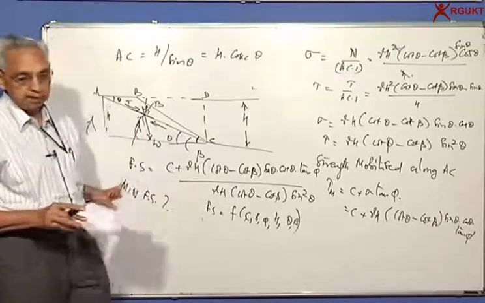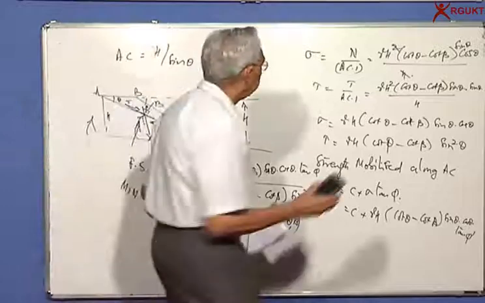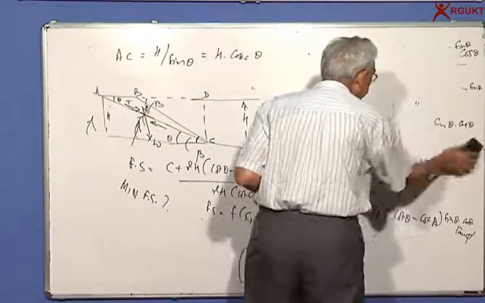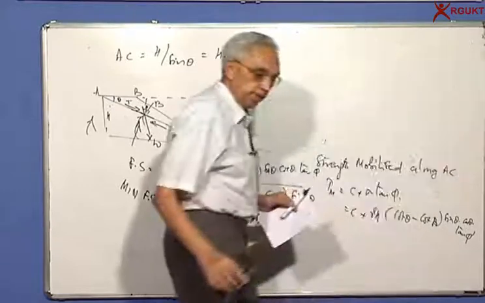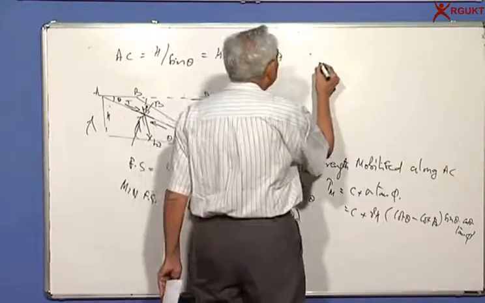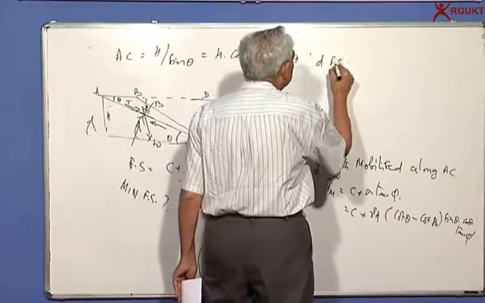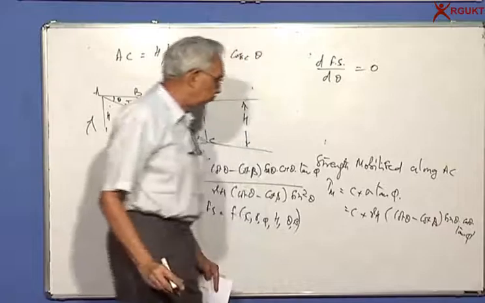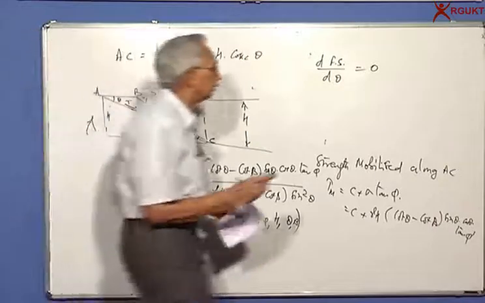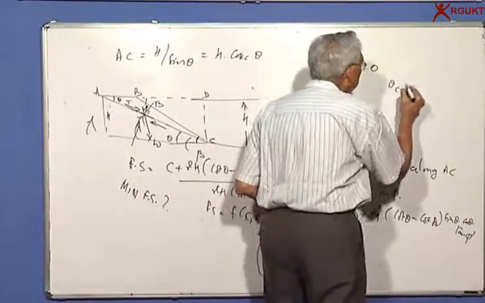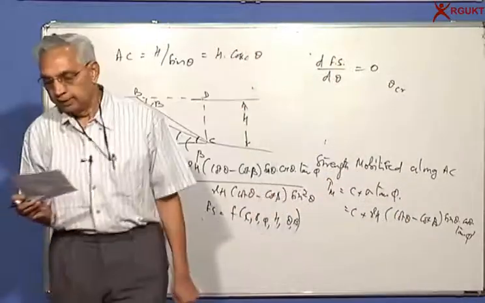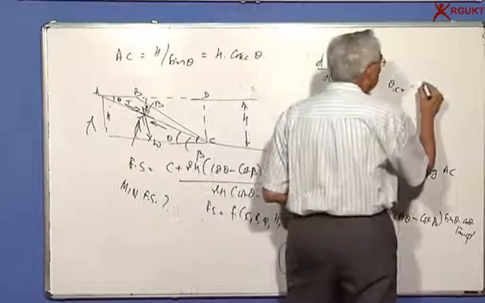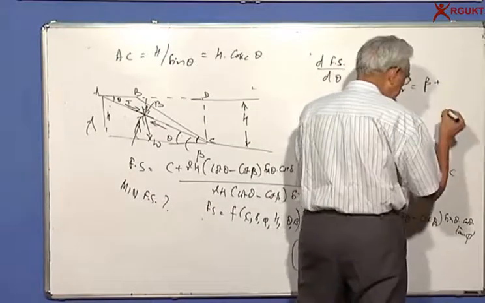So when you go back to your basic calculus, in order to find the minimum, all that you have to do is take the derivative and equate it to 0. So if I now differentiate d factor of safety by d theta and equate to 0, you will get the theta critical. What is that critical? The angle which will give you the failure surface. And you will find that theta critical is equal to beta plus phi by 2.